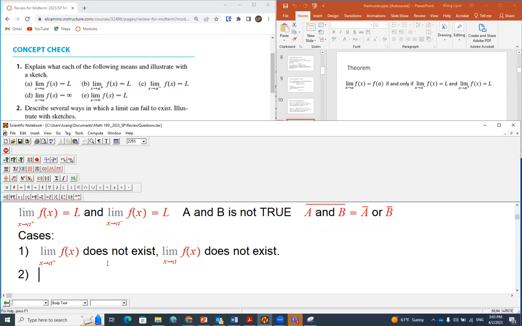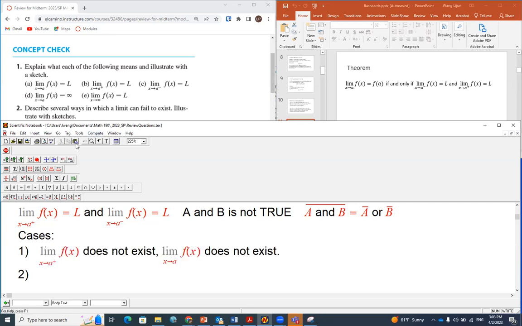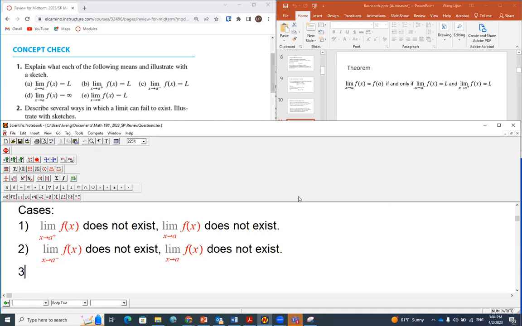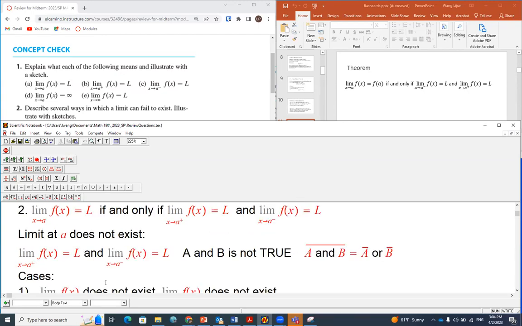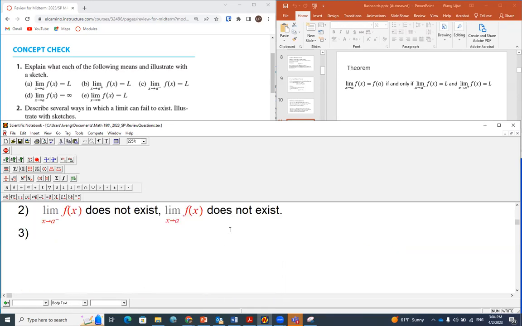Now, the same situation could happen for the left limit. So if the limit from the left does not exist, then the limit does not exist. So that is case 2. Case 3, it could be that both exist.